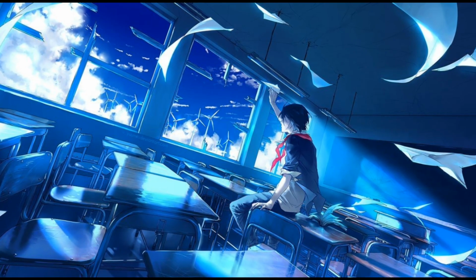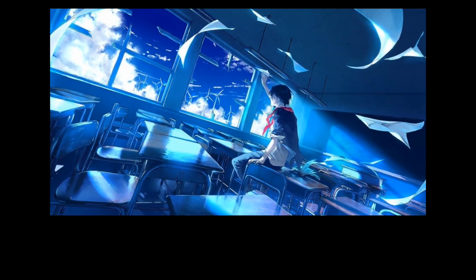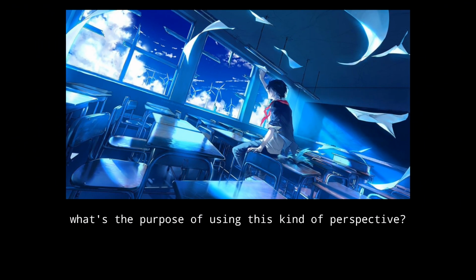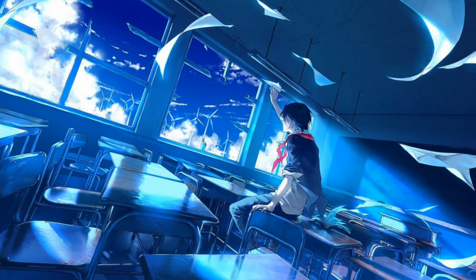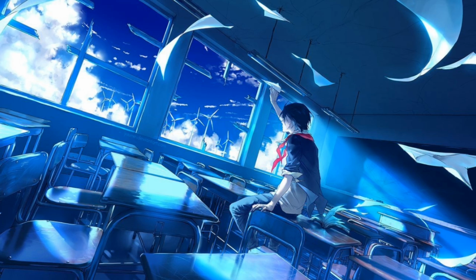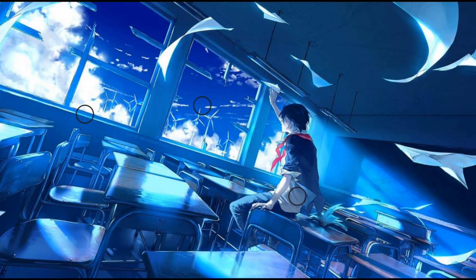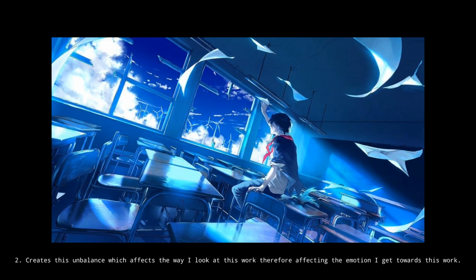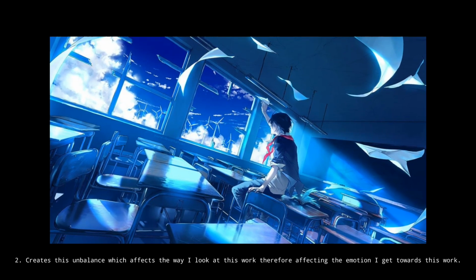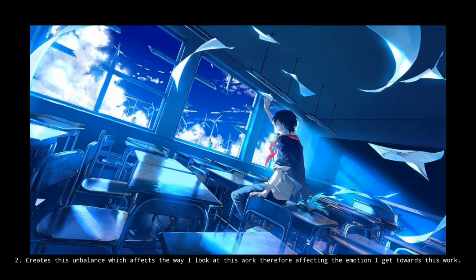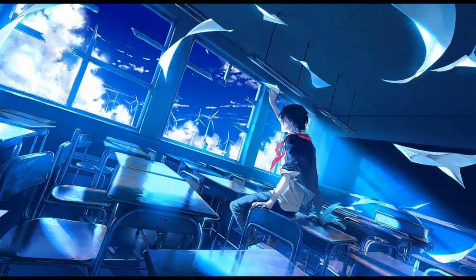Then, I'll first start with the perspective and the questions I have about it. What's the purpose of using this kind of perspective? I think the perspective used first leads your attention to the entire scene, then to the subject, then to the window, and then to the outside. Second, it creates this imbalance, which affects the way I look at this work, therefore affecting the emotions I get towards this work, which I'll talk about later.